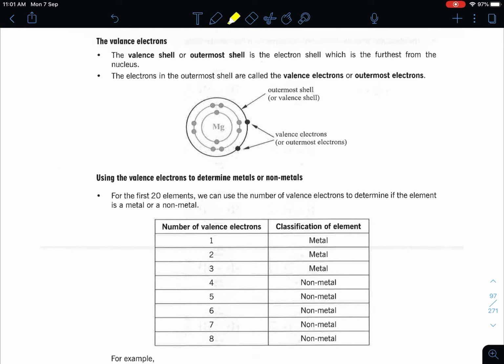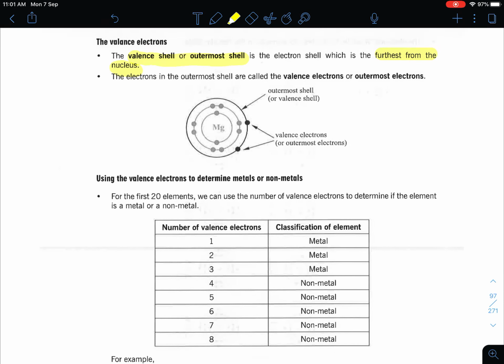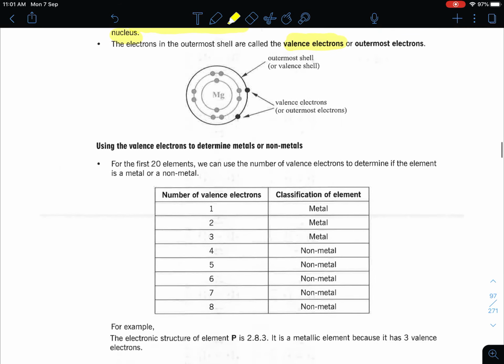Okay, so like what I shared, the valence electron on the outermost shell is the furthest shell outside the nucleus, meaning it has the lowest attraction force towards the nucleus. The nucleus is positive, whereas the electrons are negatively charged. So the further it is away from the nucleus, the lesser the attraction force. And we call these electrons in the outermost shell the valence electrons.